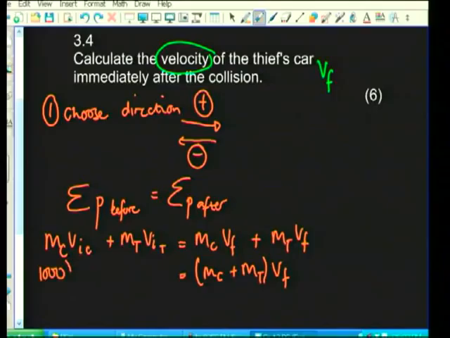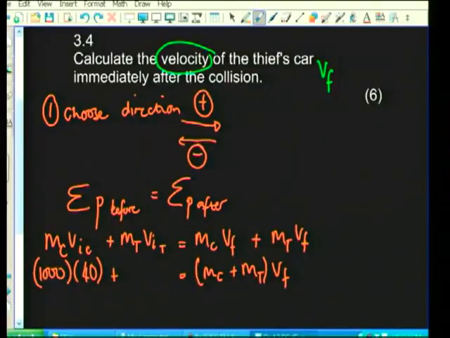Make sure that you, on the left-hand side, put all your initial velocities, on the right-hand side, all your final velocities, and work with those. So, plugging in our numbers, it was 1,000 multiplied by the initial velocity of the car, which is 40 meters per second to the east or to the right. So I'm using the 40 meters per second as a positive number, plus the mass of the truck was 5,000.